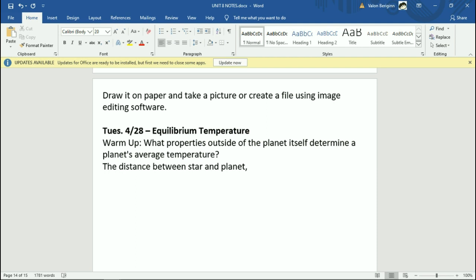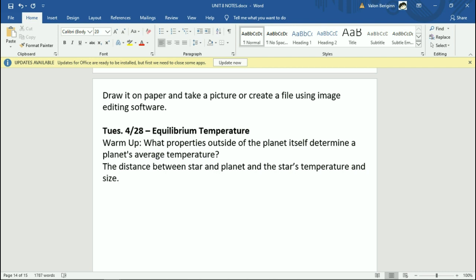So you could either say the distance and the star's luminosity, that's fine, or luminosity slash brightness. That's fine. Or you could say the distance and the star's temperature and size. Okay, because those two things actually kind of determine its brightness. So it sort of depends on how deep you want to go, right?